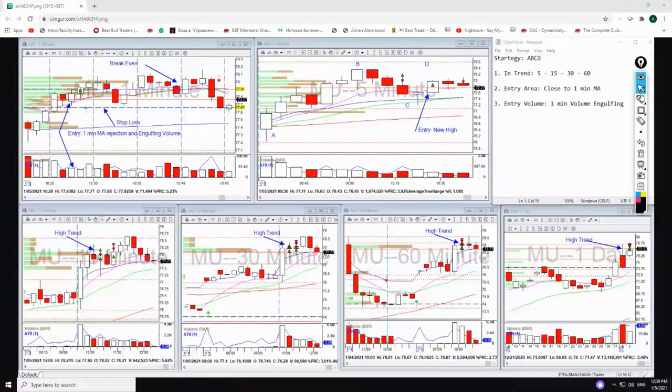Now you need a setup to get in, right? Let's take a look around here. So this is what we mentioned. This is exactly what we just discussed, right? You are forming a neckline. And for that, you need a W shape.